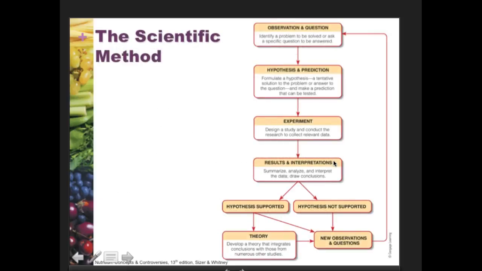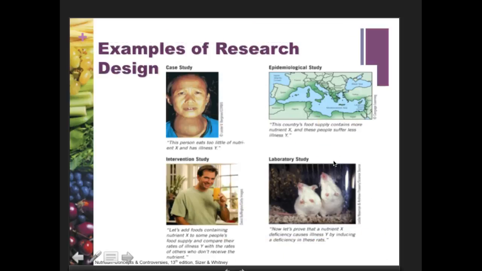The nutrition science and the research that you see out there does go through this process of the scientific method. You can read about that in the book, and I won't go too much into it here. You'll also read a little bit in the book about the different types of research design, so some of them have a little more validity than others.